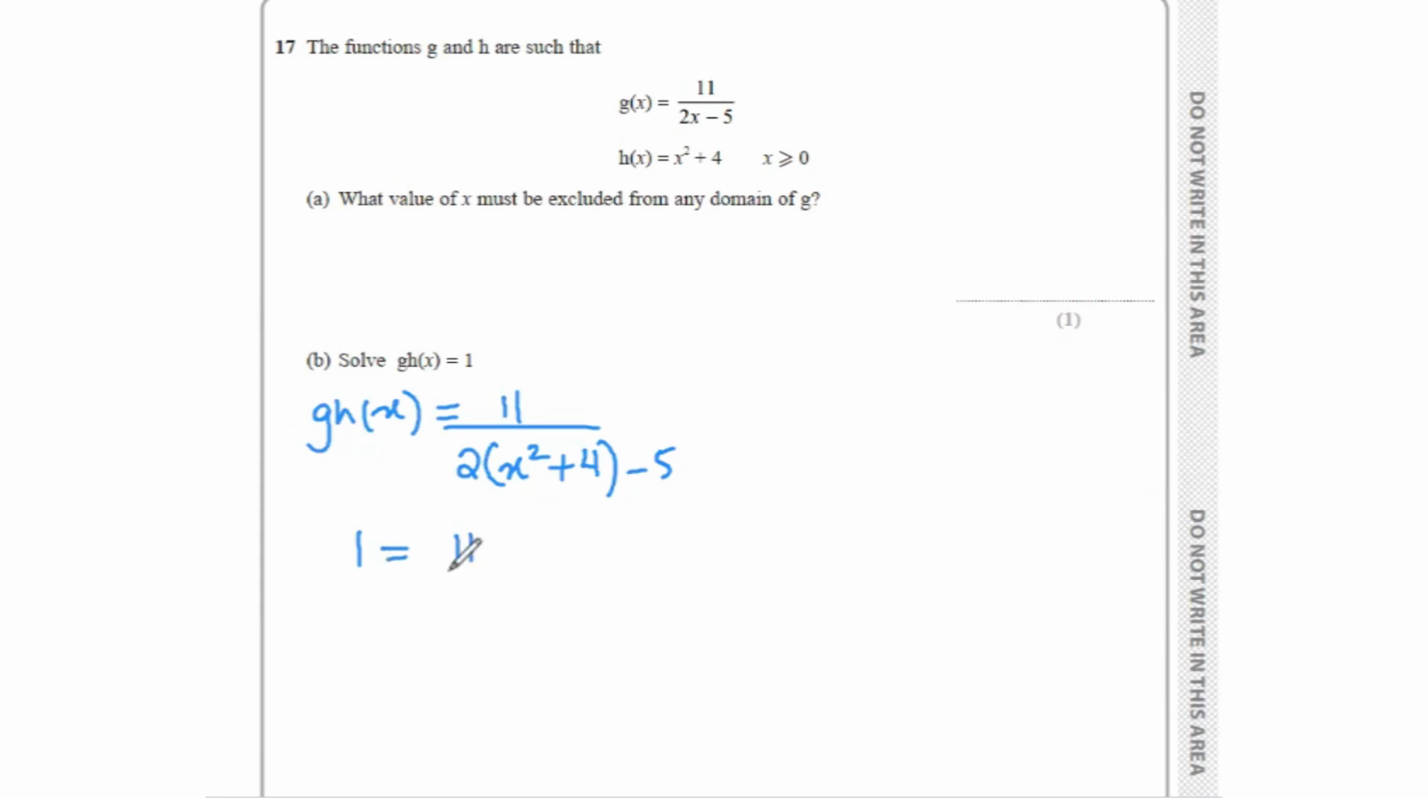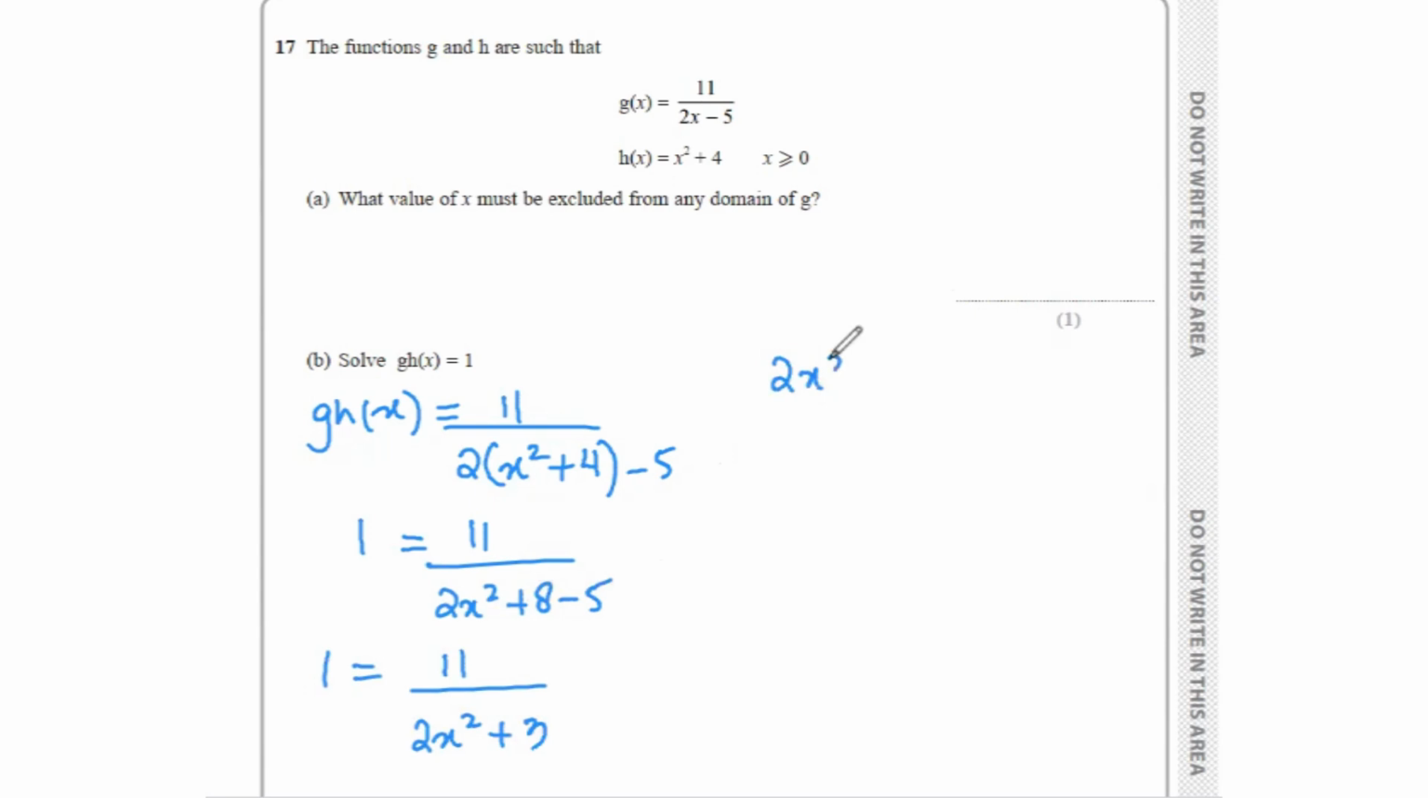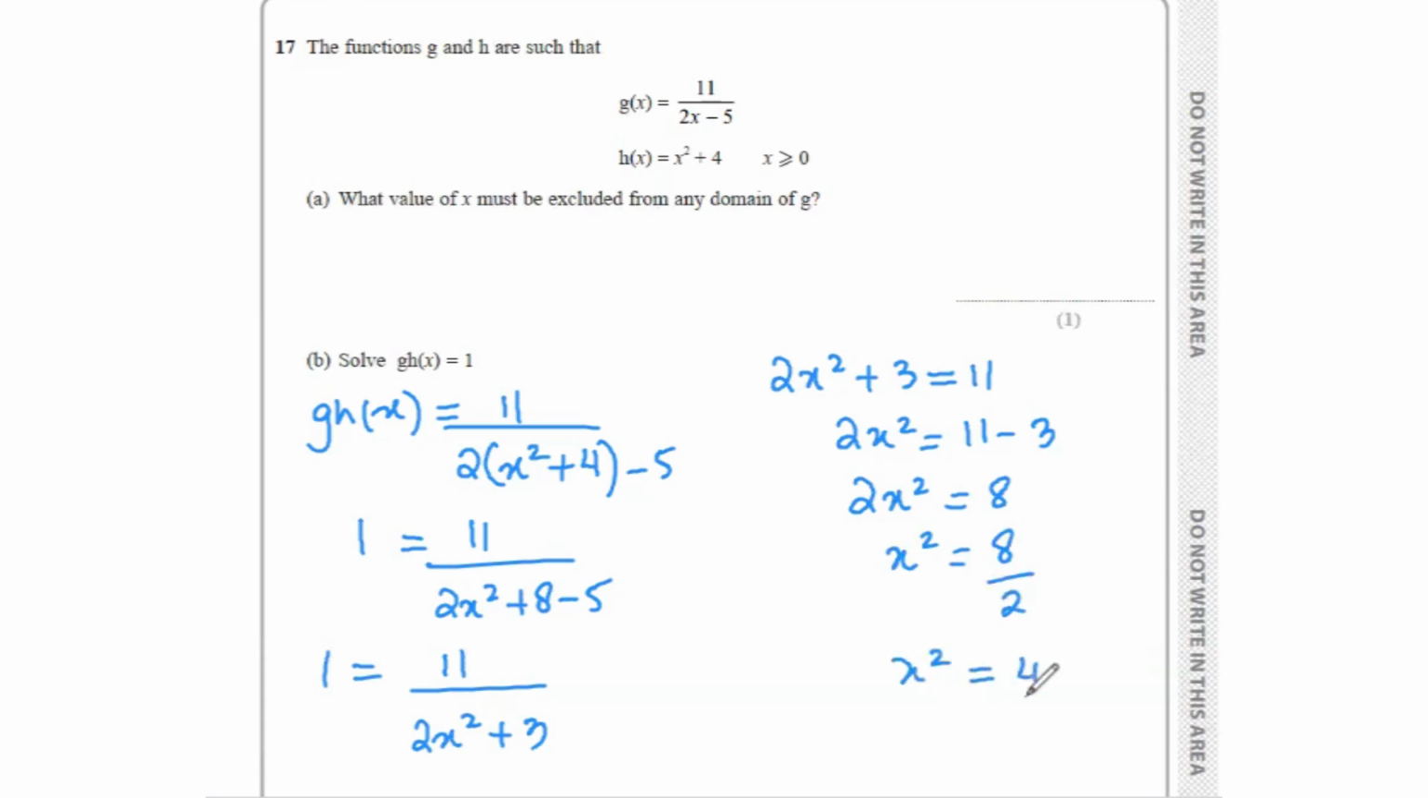So 1 equals 11 over 2x squared plus 8 minus 5. So that's 2x squared plus 3, cross multiply. 2x squared plus 3 equals 11. 2x squared equals 11 minus 3, which is 8. 8 divided by 2, that's 4.